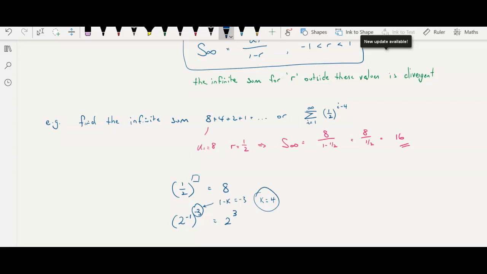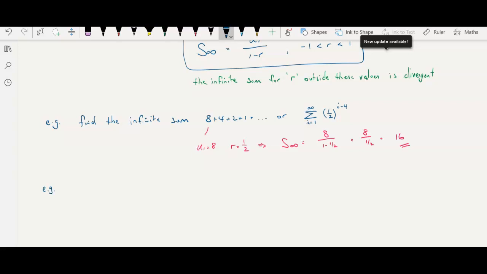Just checking, i equals 1. You put 1 in here, you get a half to the power of -3. We've just established that a half to the power of -3 is going to give us 8. That gives us our first term, and we're away. Okay, that's just a little aside. Let's do another example.